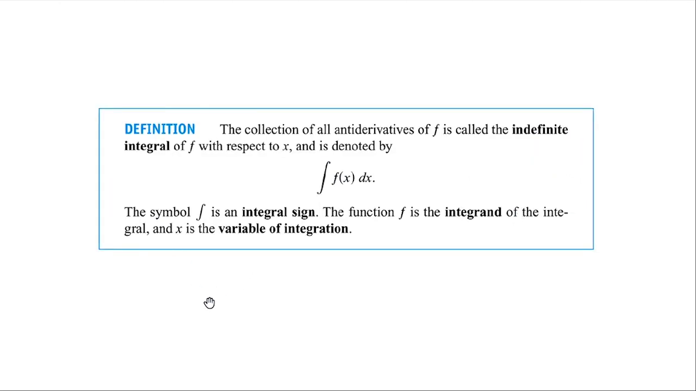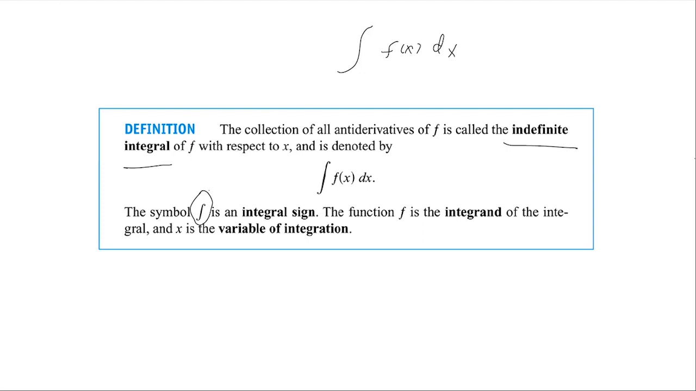So in general, because we know that there are infinite antiderivatives of any function, all that collection can be denoted by using this notation, and that's called integration, the indefinite integral. This is actually the collection of all the antiderivatives of f of x. So the collection of all antiderivatives of f is called the indefinite integral of f with respect to x, and it is denoted by this symbol here.